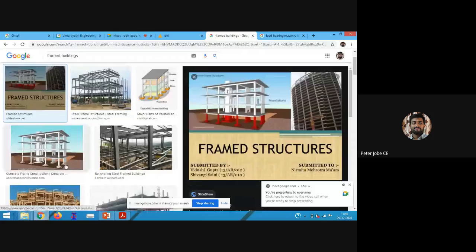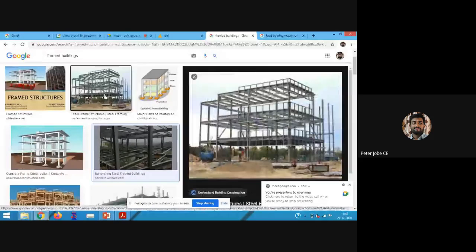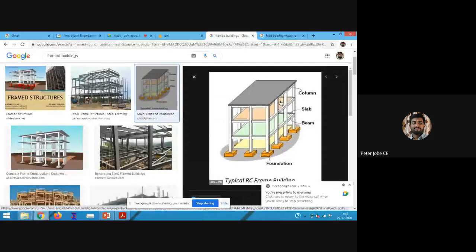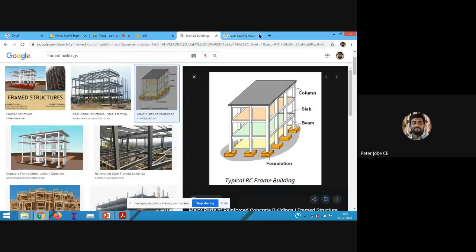I hope you can see the screen. If you notice my screen, you can see this is actually a frame building. You can see the columns and beams which are used to transfer the loads. These are the frames. That means we have a column, beam, and slabs. The loads on the floors are transferred to beams, then to columns, and finally to the foundation. Now, have you understood what's meant by a frame structure?